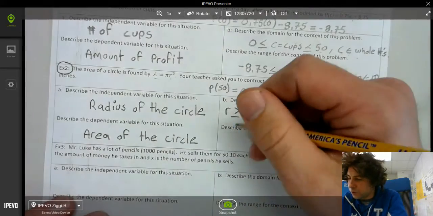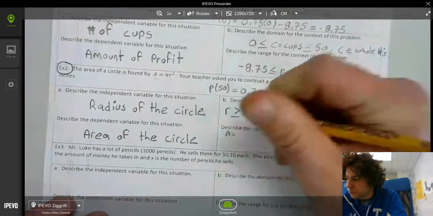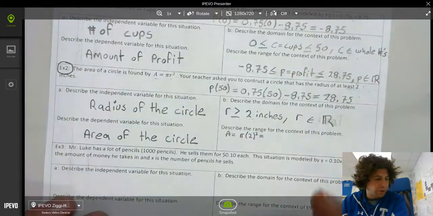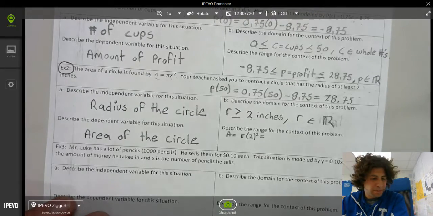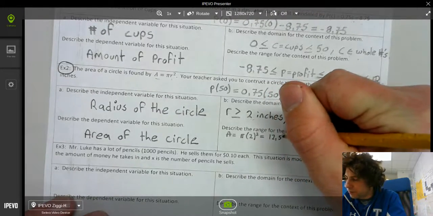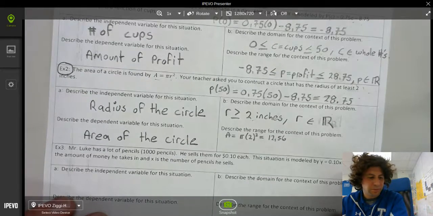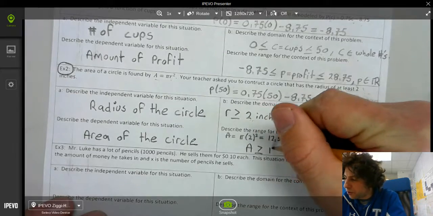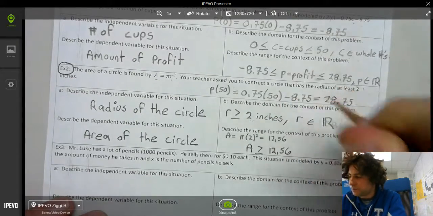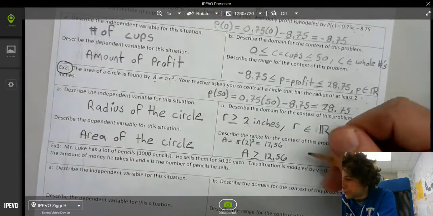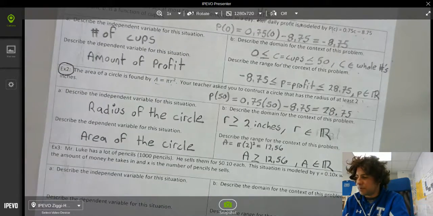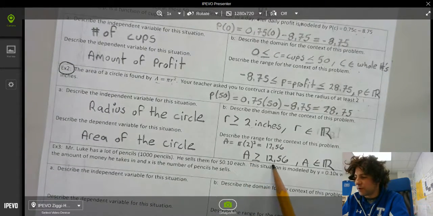All right, so in the range, we start basically at 2. Okay, so we're going to do our area equals pi times 2 squared, which you put in your calculator, you'll get 12.56. So our area is greater than or equal to 12.56, which in this case, our area, again, is an element of all real numbers. Because basically, as long as the number is greater than 12.56, that area could be included.